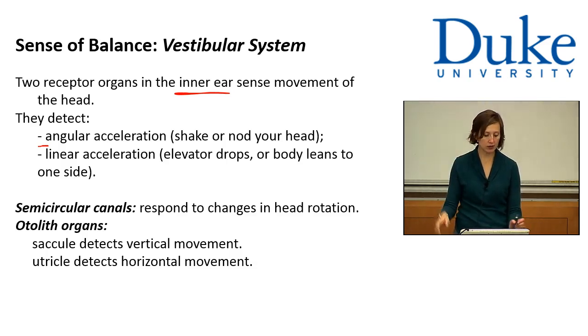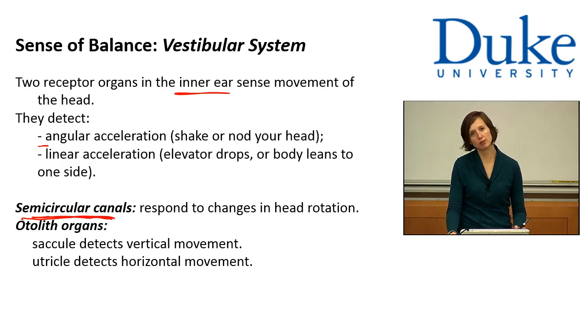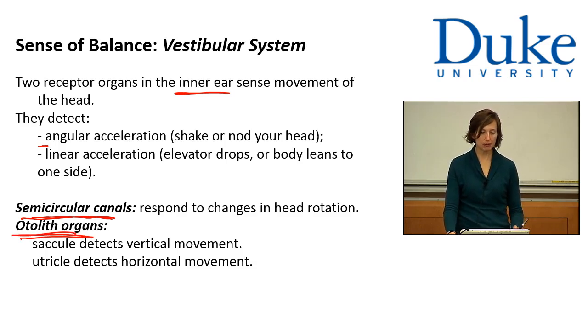And we're going to have two different organs. One is the semicircular canals, which are going to respond to changes in head rotation, and the otolith organs, which are going to be able to detect the tilt of the head, as well as vertical or horizontal movement, with there being two different otolith organs, the saccule and the utricle.